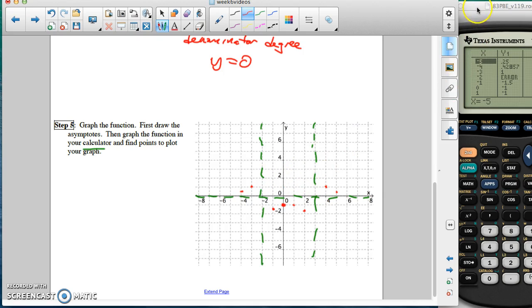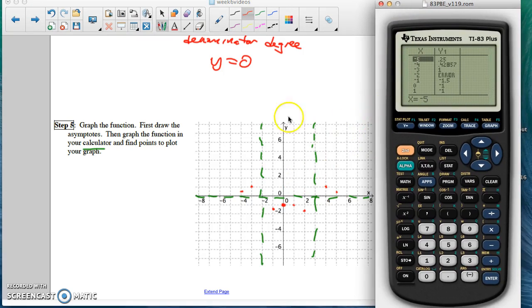Now let's take a look at the graph and see if we can see this. We're going to set the window the same way. So that means the x minimum, x maximum looks like -8 and 8. So we're going to do that. -8 and +8, and 1 is fine. We'll look at what the graph looks like. It looks like we can see the graph here.